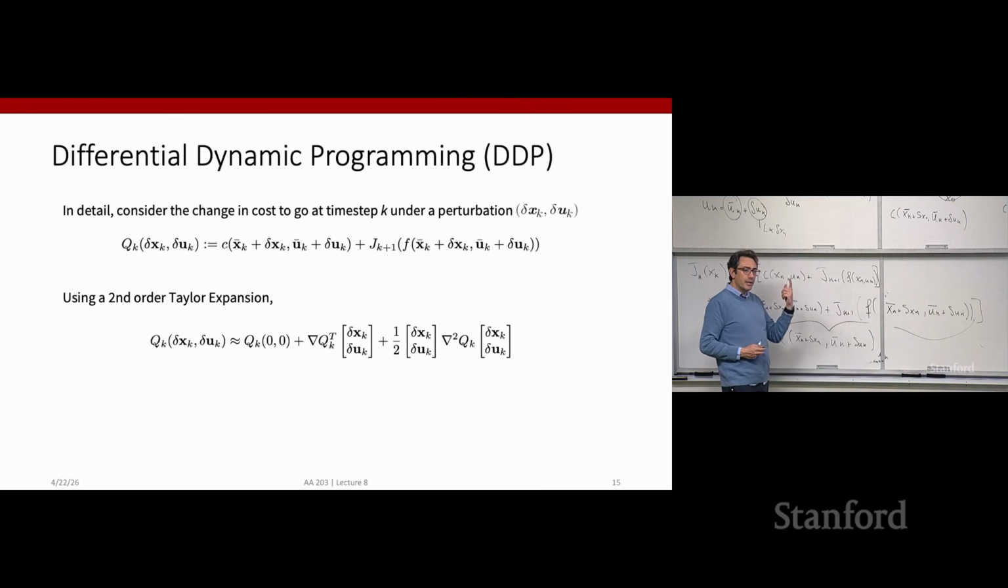Remember that in dynamic programming, J_{k+1} has already been computed. So this is a known quantity. F, we know it. So we do know this function. We know how to take derivatives. So the idea of differential dynamic programming is to locally, quadratically approximate the right-hand side of the Bellman equation.